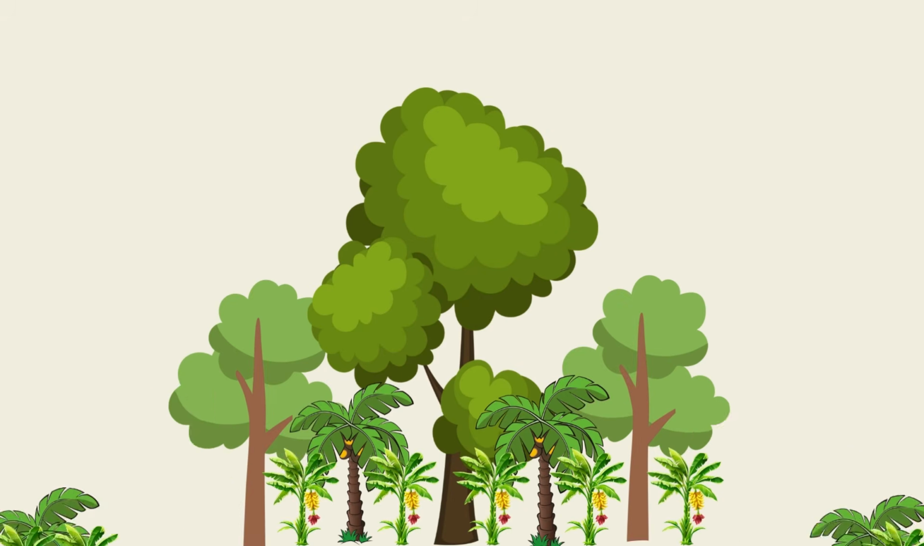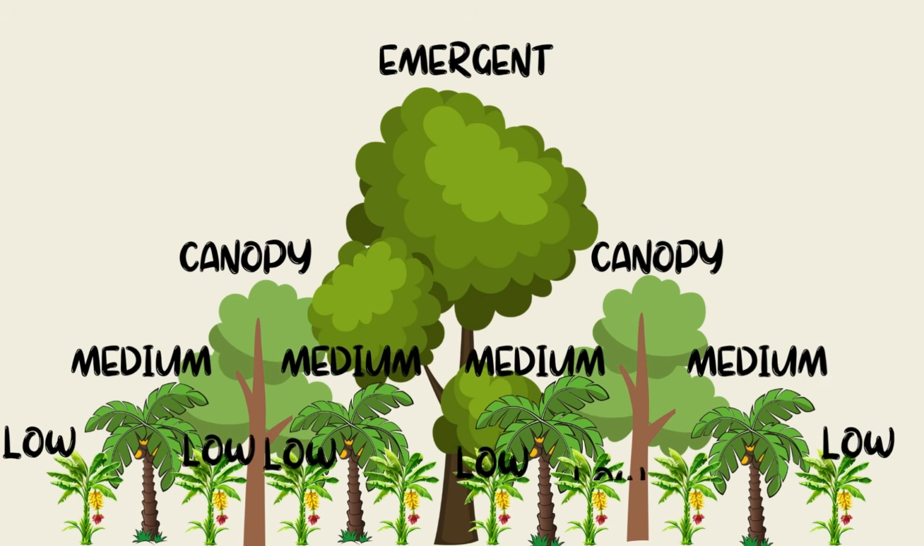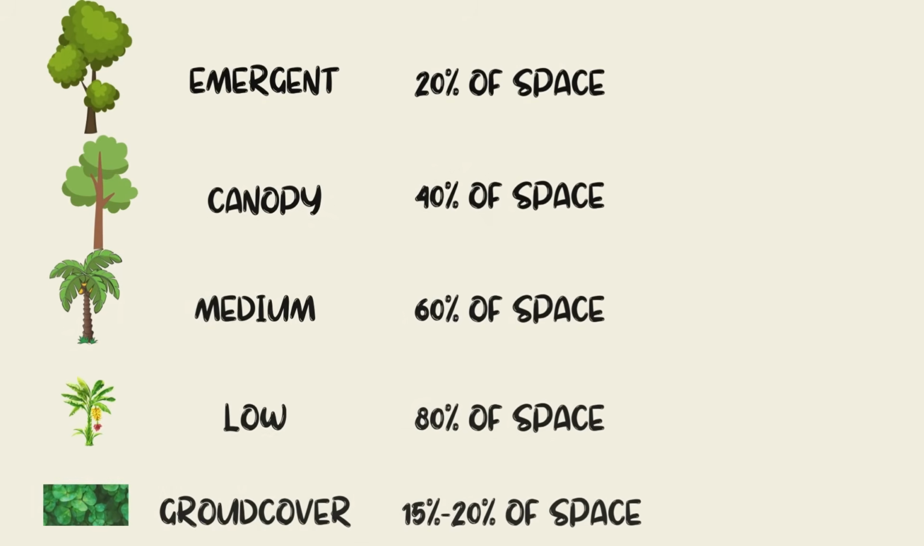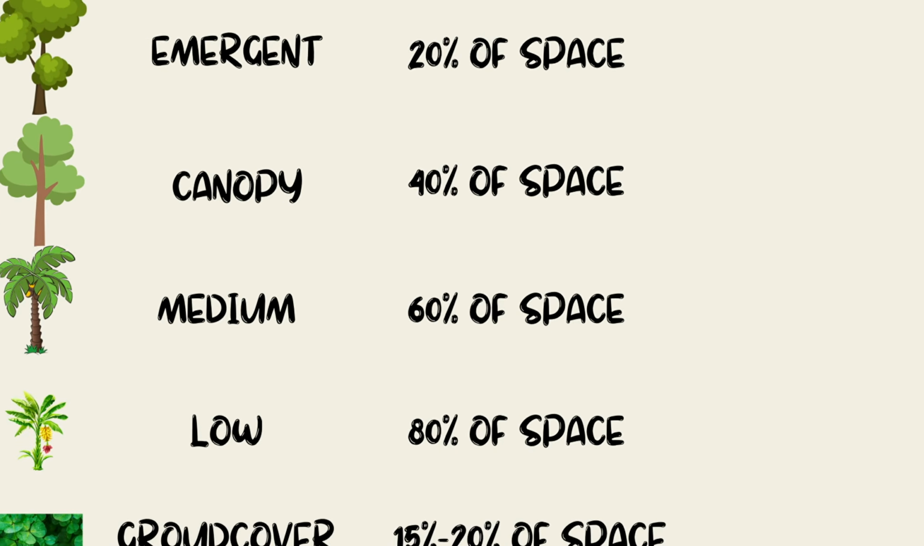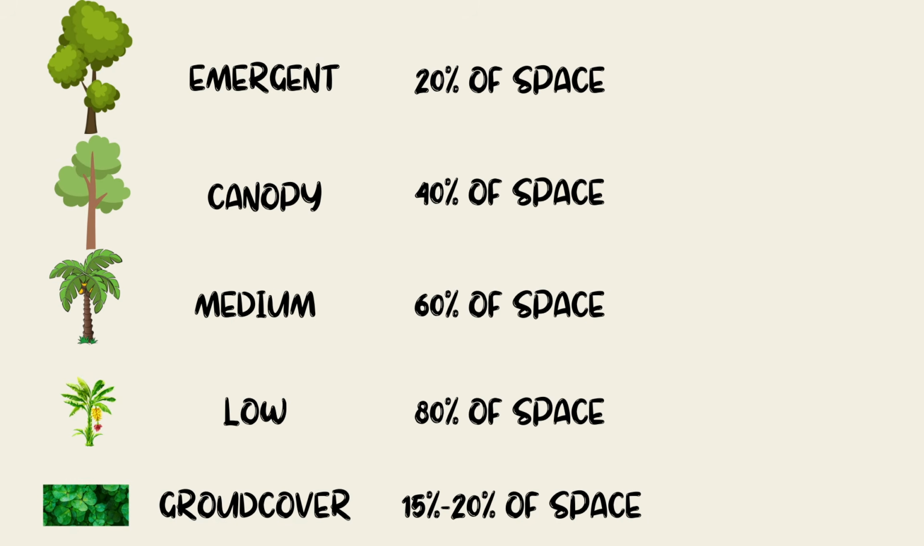In syntropic agriculture, you also incorporate stratified planting, which are vertical layers called emergent, high plants, medium, low plants, and ground cover to maximize light capture and resource use. And there is a specific recipe for density of plants in each strata. So emergent species occupy approximately 20% of space, canopy species approximately 40%, medium strata approximately 60%, lower layer approximately 80% of space, and the ground cover species approximately 15 to 20% occupation.